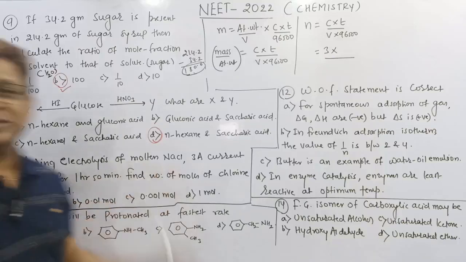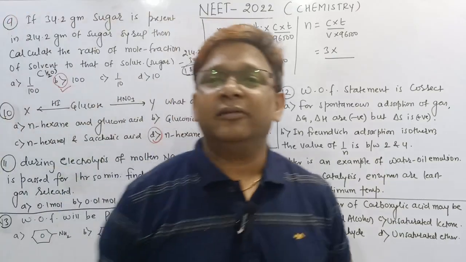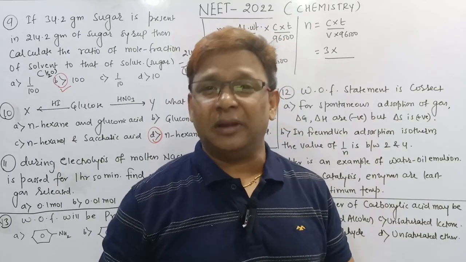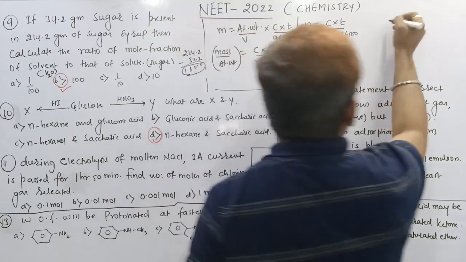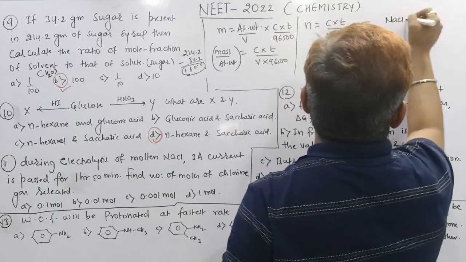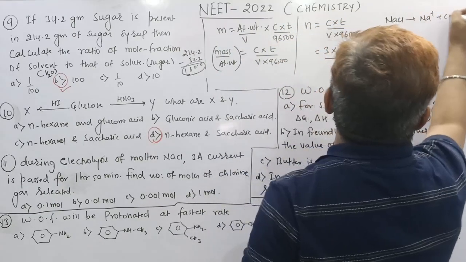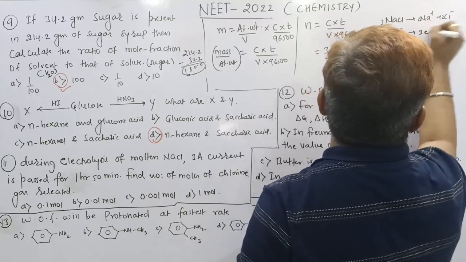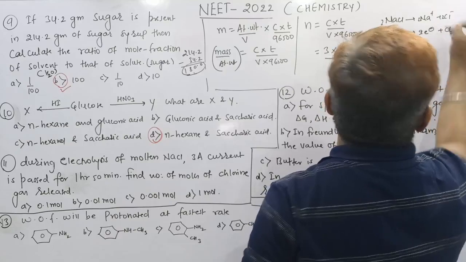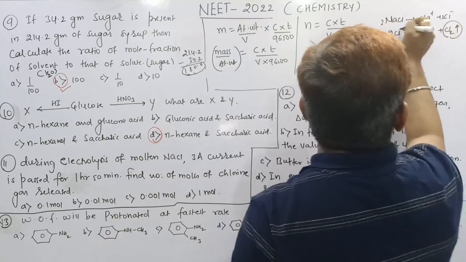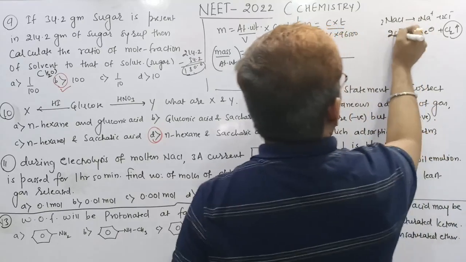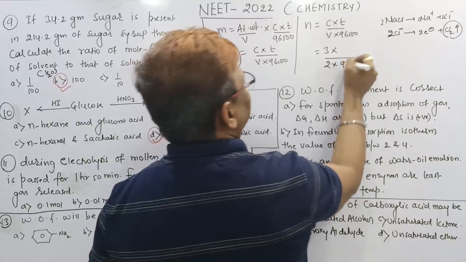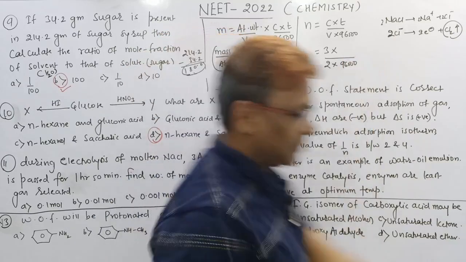NaCl on ionization gives Na plus and Cl minus. To balance it, we take 2 Cl minus, and by losing 2 electrons they liberate Cl2 gas. So 1 mole of Cl2 gas means 2 electrons are liberated. The valency of Cl I will take as 2. Actually chlorine valency is minus 1, but for 2 chloride we will take 2 into 96,500.